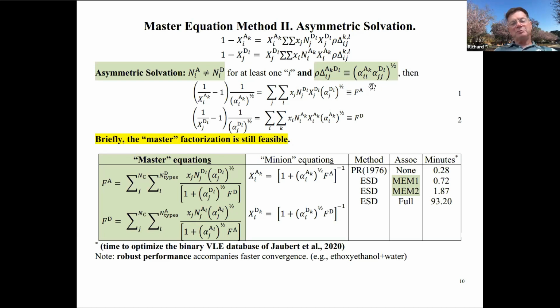So I'm going to make the same basic argument that we can separate this rho delta quantity into an alpha and a delta, and two alphas, an alpha A and an alpha D. But look at the superscripts and subscripts here. You can see that I'm being much more specific here.